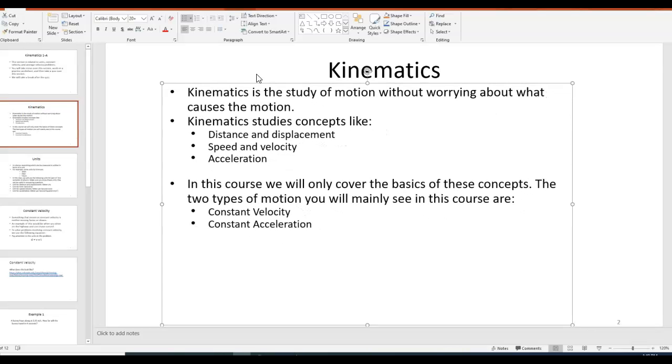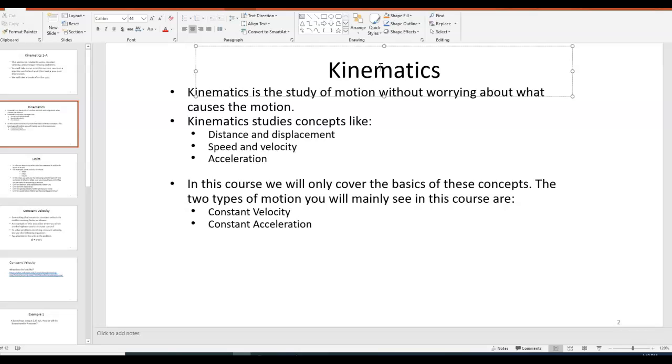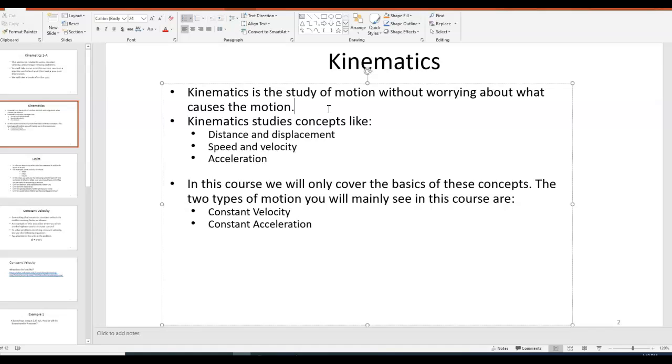And so this is the introduction to kinematics. Kinematics is basically a part of physics that studies motion without worrying about what causes the motion. Now, later on, we'll talk about forces and Newton's laws that has to do with what causes motion, and that has to do with what's called dynamics. Kinematics is just the study of motion without caring about why things are moving to begin with. And so kinematics has to do with concepts like distance and displacement, speed and velocity, and acceleration.